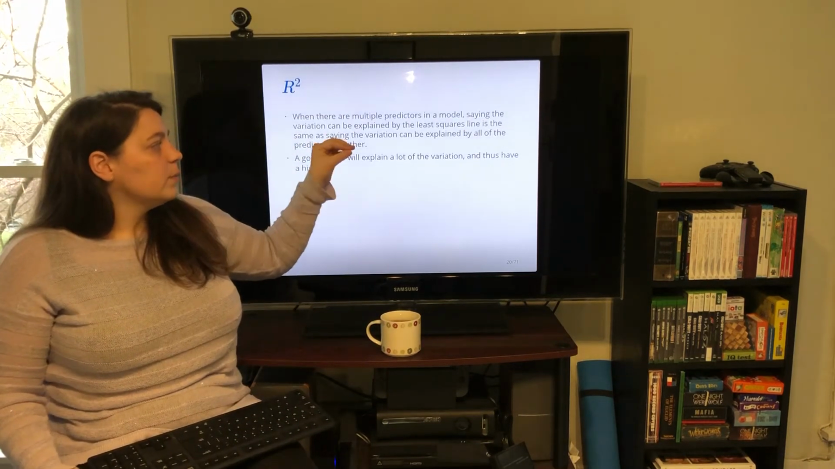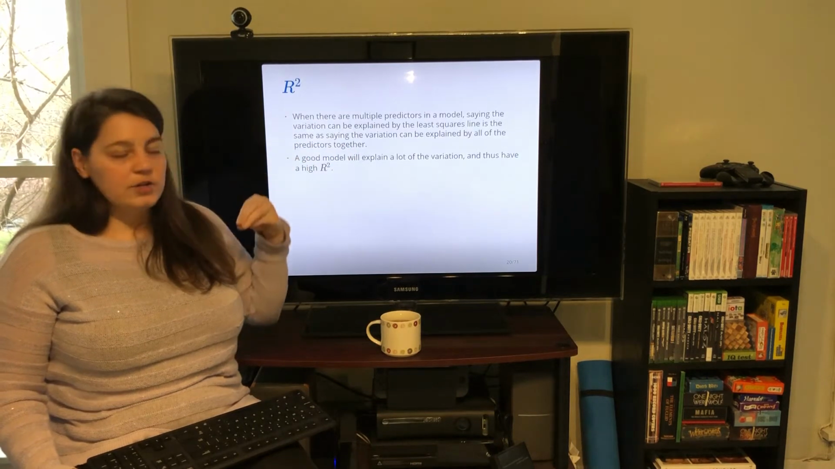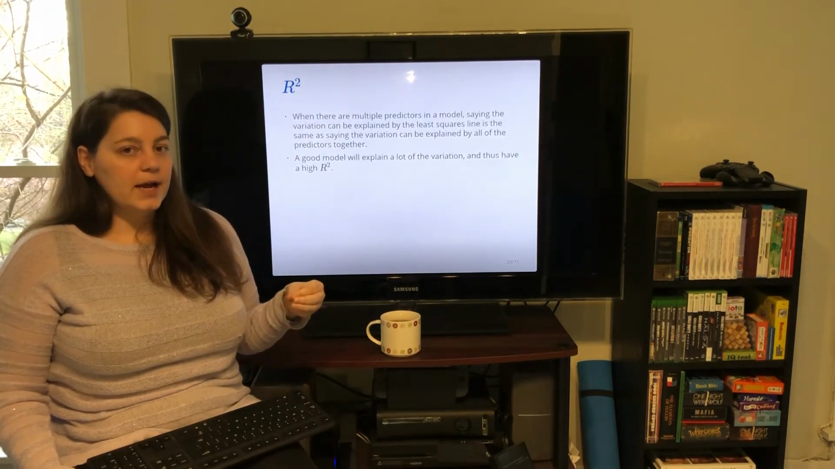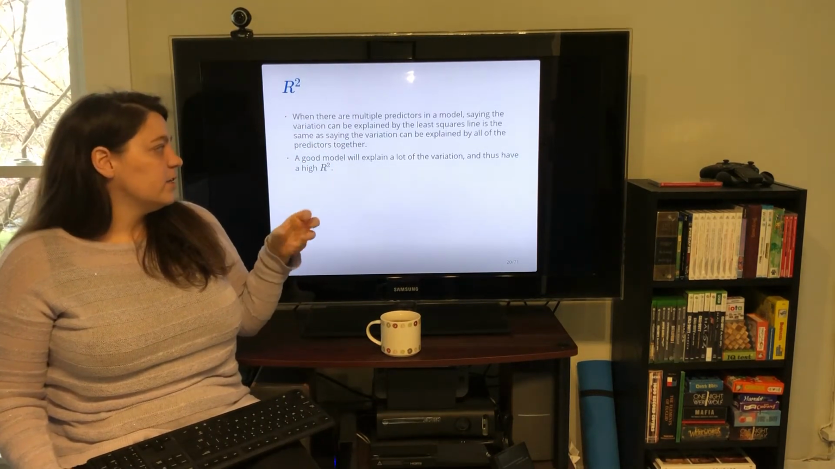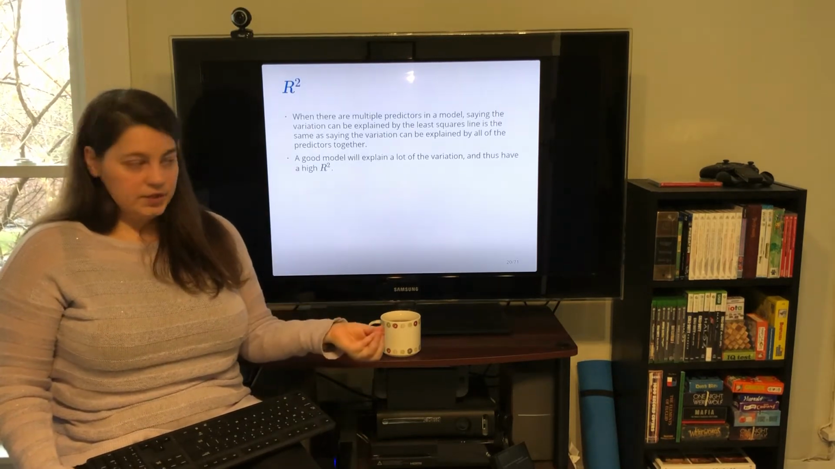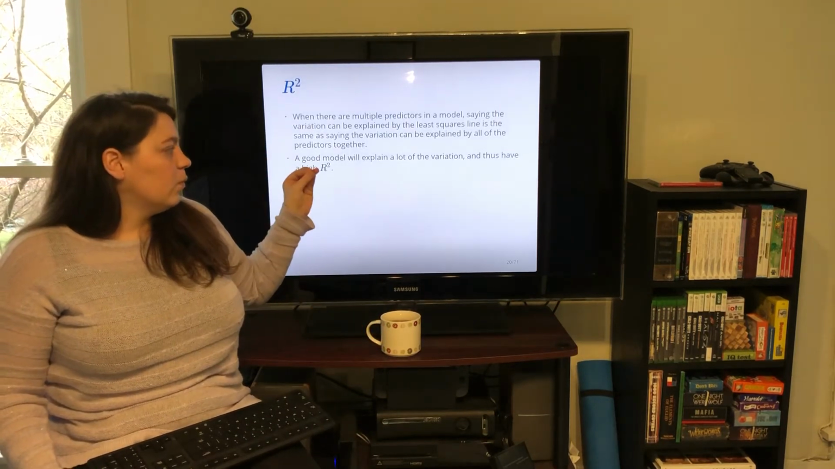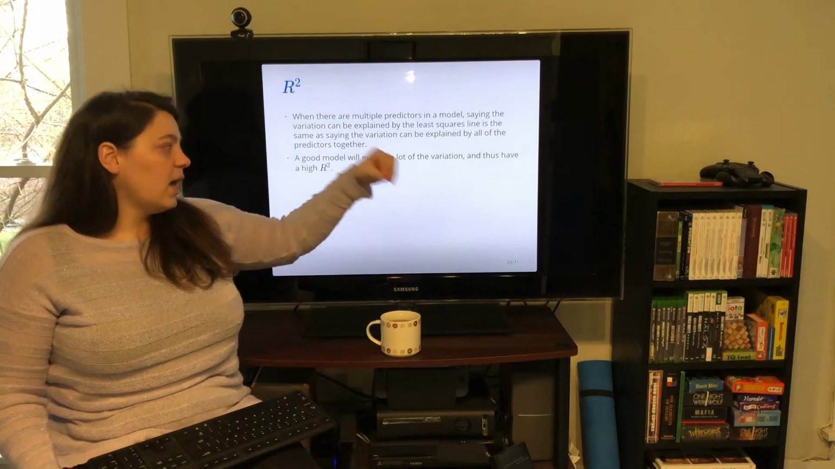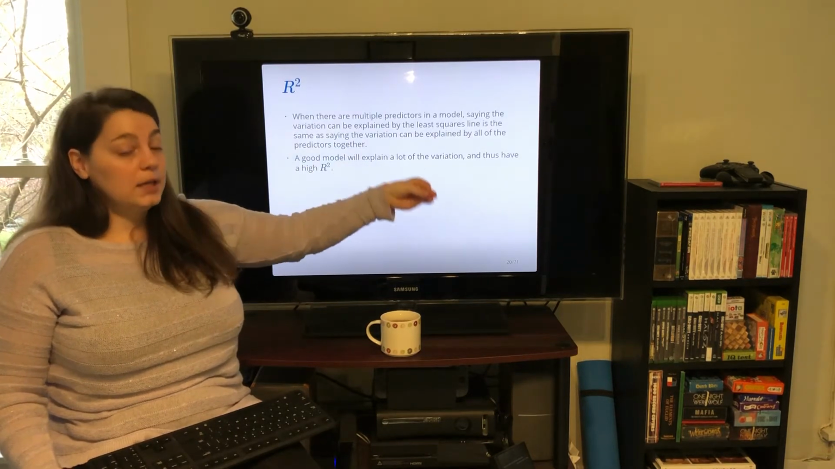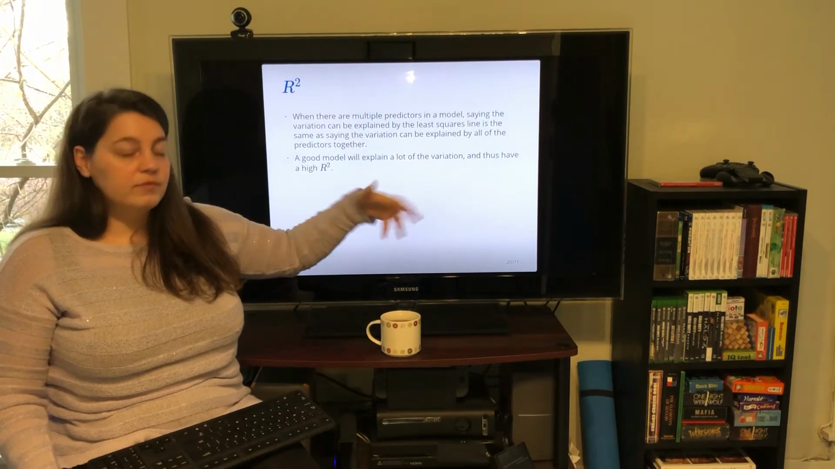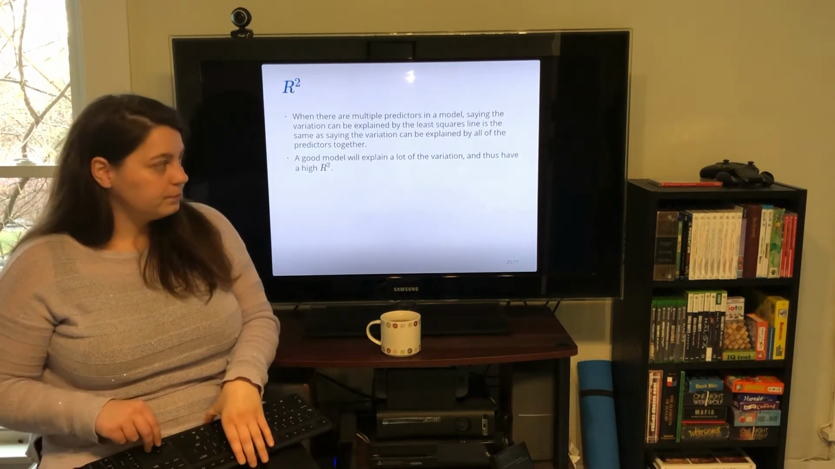So when there are multiple predictors in a model, saying the variation can be explained by the least squares line is the same as saying variation can be explained by all of those predictors together. And again, a good model is going to explain a lot of the variation, and will thus have a high R squared.